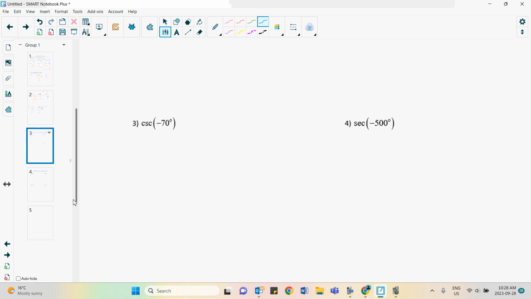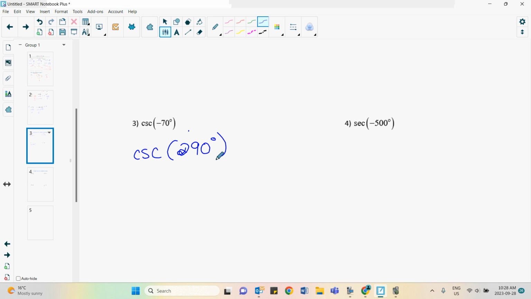All right. I never deal with negative angles. I always use a positive coterminal angle just because my brain doesn't think in negatives. So if I do a positive coterminal angle of this, where am I going to be? 290, in quadrant 4.